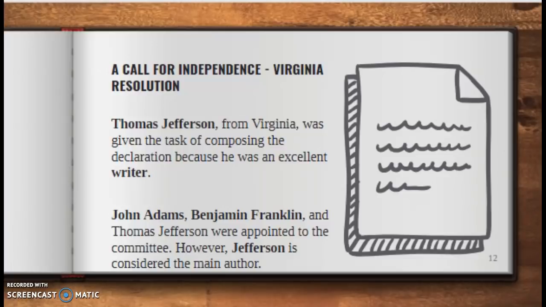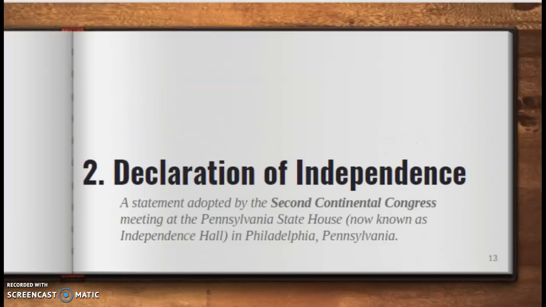The Declaration of Independence expresses 3 main ideas. And I apologize again, it just says a statement adopted by the Second Continental Congress, meeting in Pennsylvania State House, now known as Independence Hall, in Philadelphia. So this is the Declaration of Independence, which I know it's not on your notes, but you might want to note that it was written at Independence Hall in Pennsylvania.